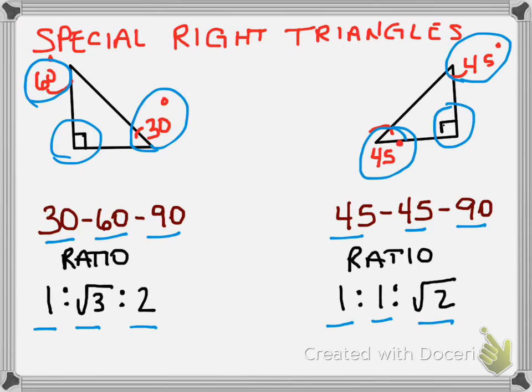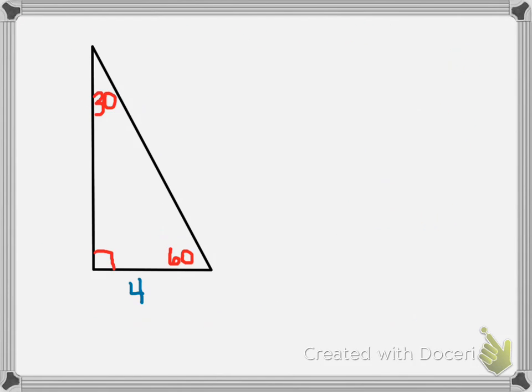The key to working with these special right triangles is memorizing these ratios and knowing which one works with 30, 60, 90, and which one works for 45, 45, 90. The great thing about this is it is on our formula sheet, and it gives you 30, 60, 90 and the ratio 1, square root of 3, and 2, and 45, 45, 90, 1, 1, square root of 2.